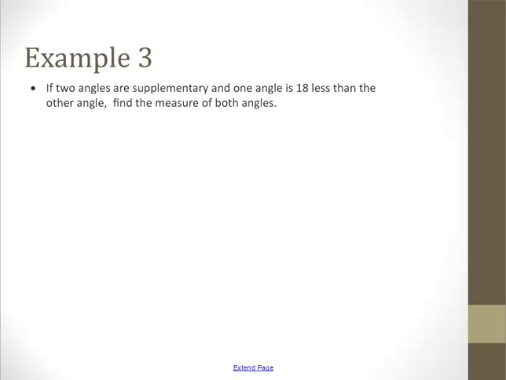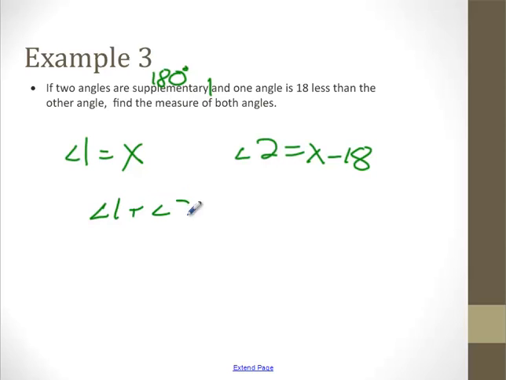Now here's a question where you'll see it takes a little time to figure out what it's actually asking. If two angles are supplementary, just stop right there for a second. Up to that point, supplementary, so we're talking 180 degrees. So two angles are supplementary, and one angle is 18 less than the other. So let's say angle 1 is x. Angle 2 is 18 less than that other angle. That means x minus 18. Now I have two angles, and I know that they're supplementary. Angle 1 and angle 2 add up to 180 degrees.